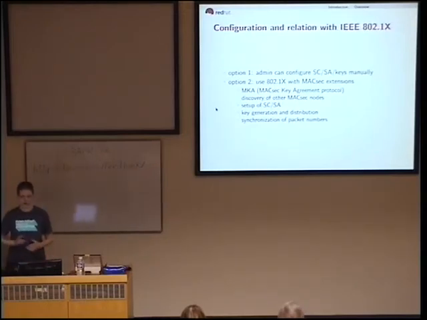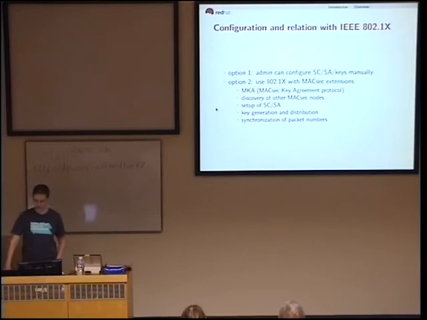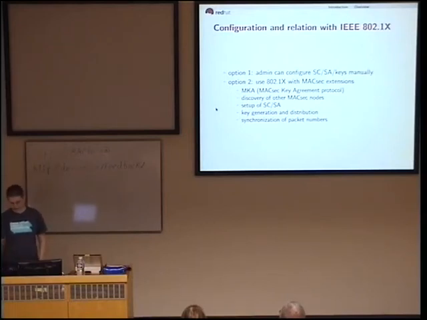So if you want to configure MACsec on your machine, once you have the implementation, you have two options. The first option is configure your keys yourself. So you set up your secure channels and your keys manually, and that's the example use cases I will show you later. The other option is to use an extension to 802.1x. So 802.1x will do the authentication between the nodes for you, and then you use the MACsec Key Agreement protocol, and that will allow discovery of other MACsec nodes within your network, and setup of all the secure channels, secure associations, and exchange of keys. And it will also allow synchronization of packet numbers so that you can do replay protection with up-to-date packet numbers.